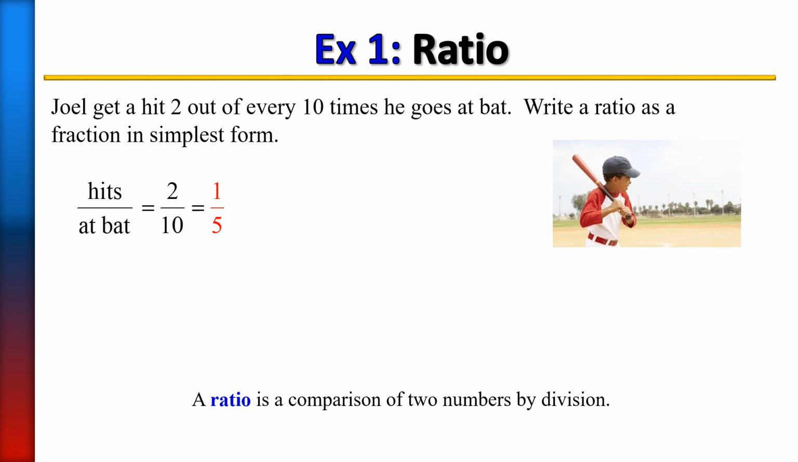To write that in the three forms, that would be a 1 to 5 ratio, or 1 colon 5. And again, we already have the 1/5, and that's in the fraction form. So there you have it. Again, ratio is simply a comparison of two numbers or two quantities.